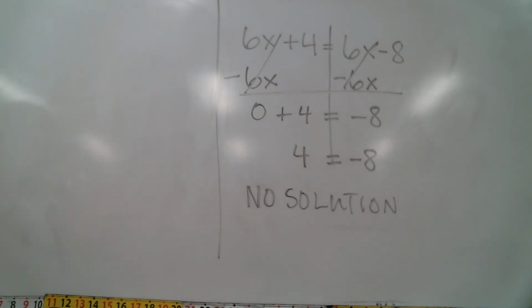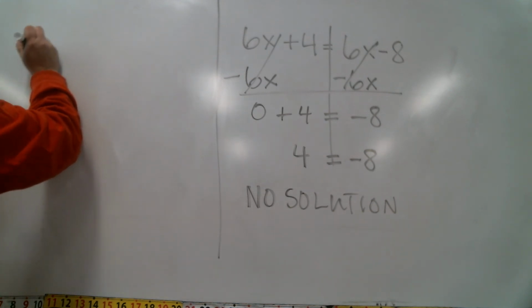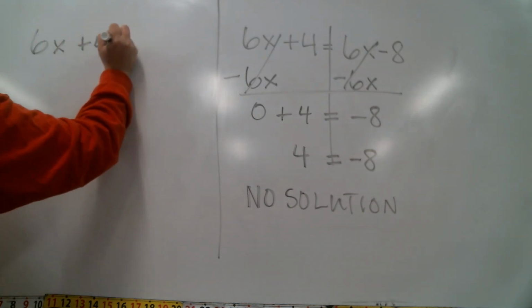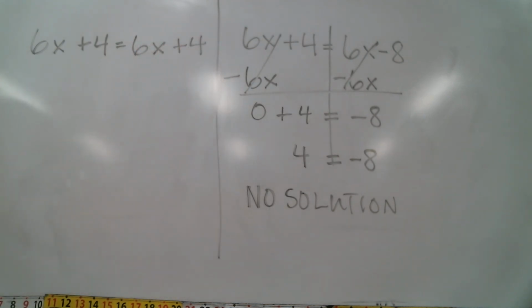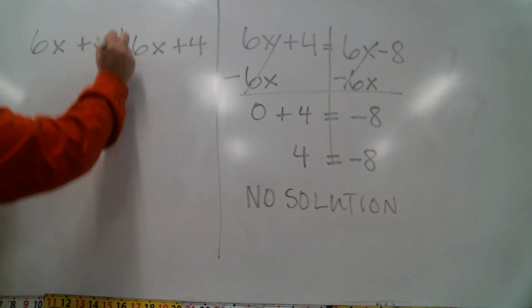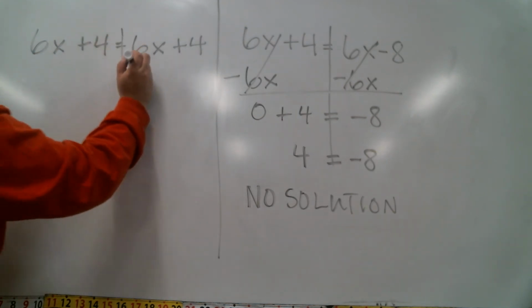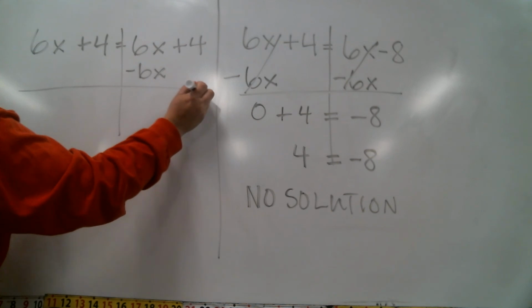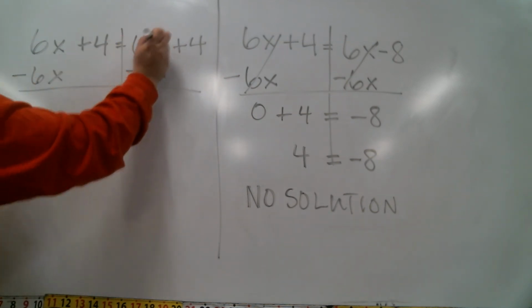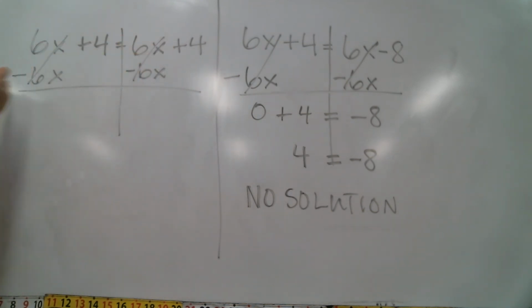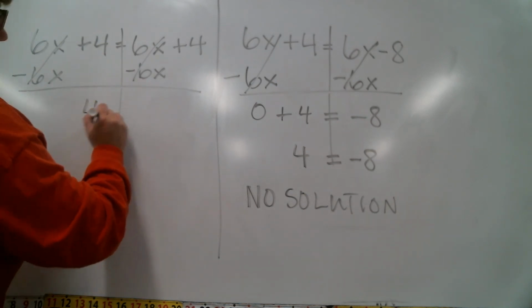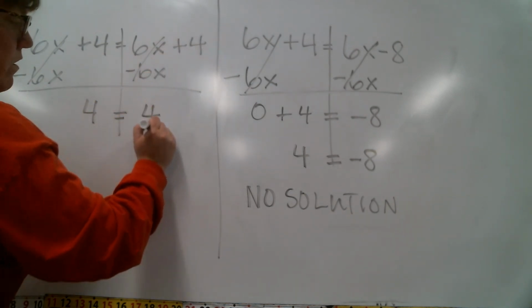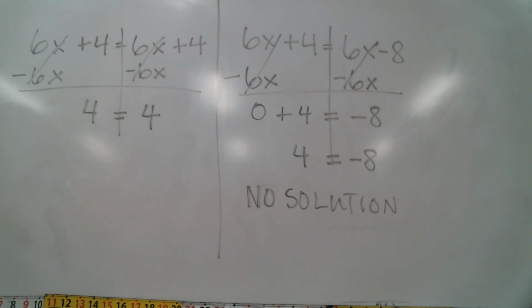Let me write another one over here while we're talking about that. Let's say that we had 6x plus 4. So let's say that we have this. Go ahead and write that down. And then the same thing's going to happen. We're going to subtract 6x from both sides, and it ends up canceling out on both sides. Okay, so that happened again. And now when we rewrite it, we're left with 4 equals 4.